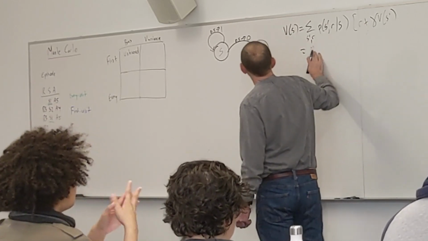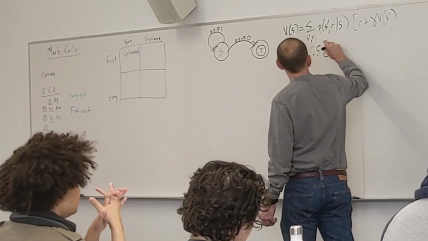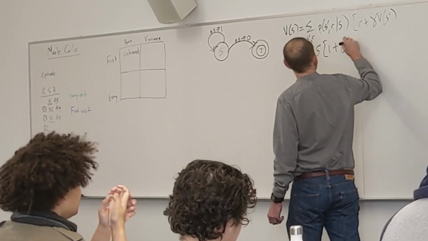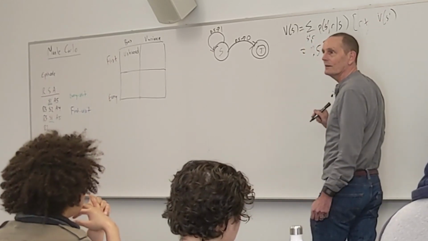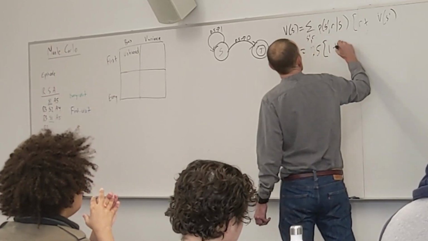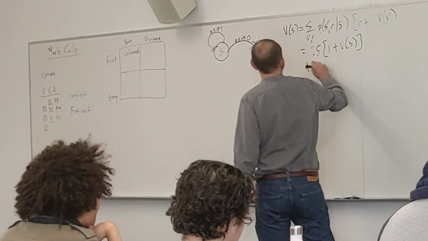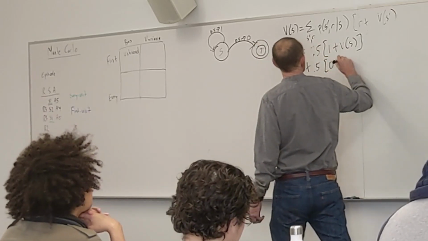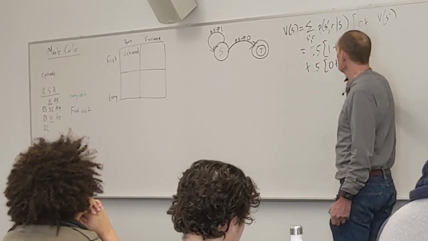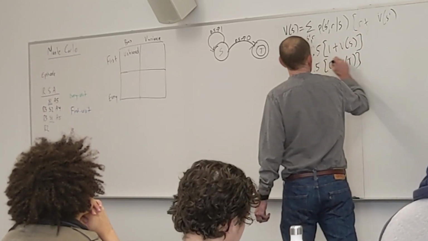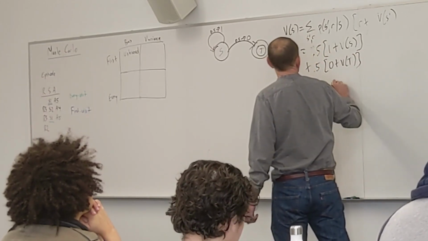Either we go back to ourselves, right, so that is a 0.5 chance of getting a reward of 1 plus gamma, and gamma is just going to be 1, so we'll be undiscounted for the moment, V of S, right, because we come back to ourselves, plus 0.5 times 0 plus V of t. And we've said that our rewards for being in the terminal state are 0, so this equals 0.5 times 1 plus V of S.